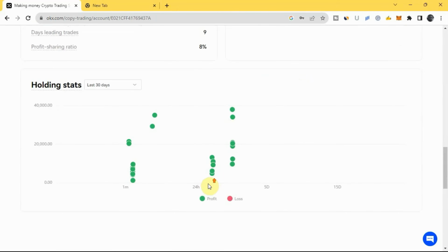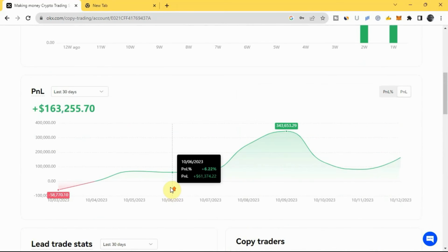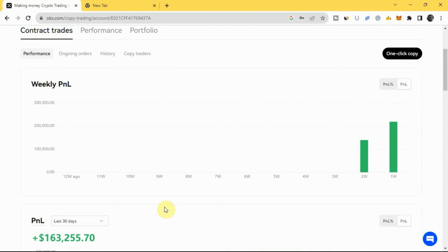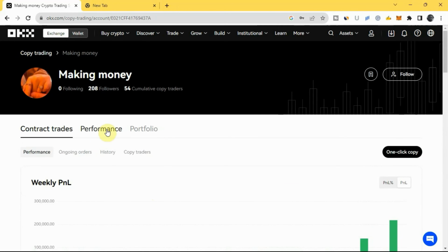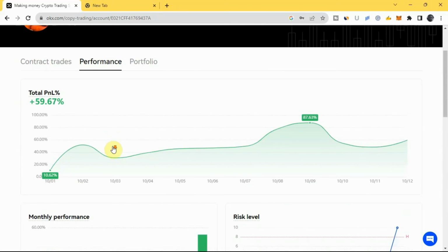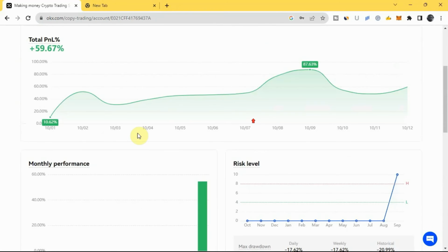So after checking all the stats, data, and performance of the trader, you can now decide whether you still want to follow the trader or not. And also, if you want to check the performance of the trader again, you can just come here to where you have performance. Once you click on it, you can see more about P&L, risk level, and so on.